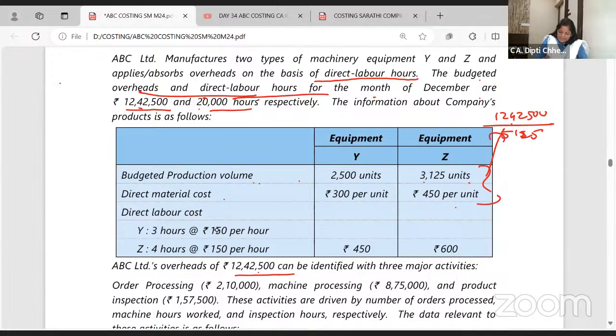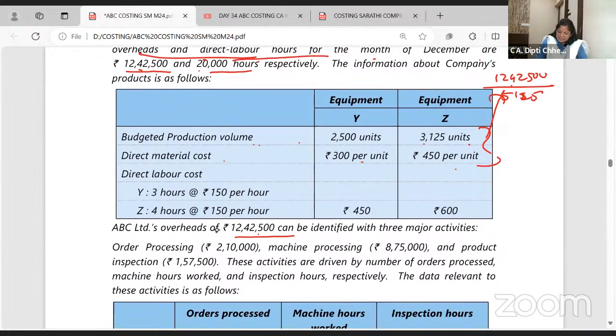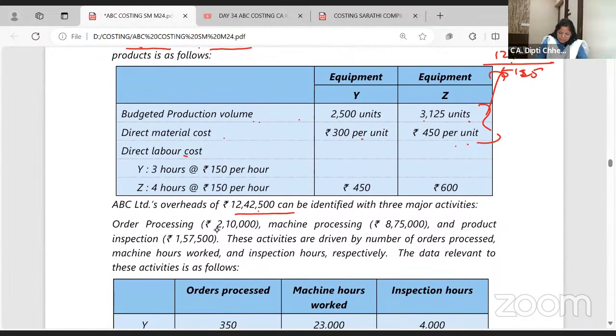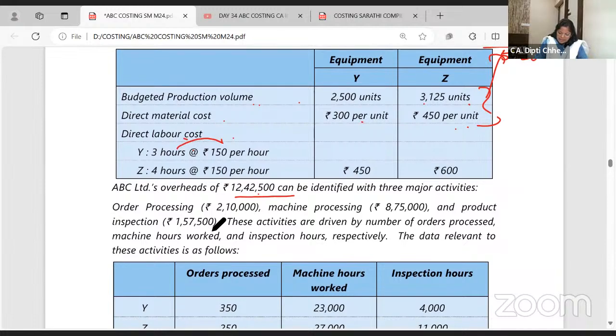So they said do direct labor as the base. Material cost is already given to you. Labor, 1 unit of Y requires 3 hours at each hour rate, so it's available, 450. For Z, 1 unit requires 4 hours at each hour rate, so 600. This is already available.